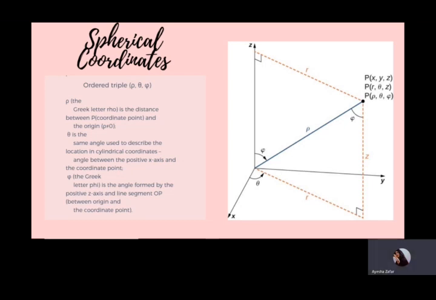You can see the detailed description of the spherical ordered triple in the slide. They are the Greek letters rho, theta, and phi. The diagram clearly illustrates the positions of these angles and the distance rho in a three-dimensional plane. This system is very handy for calculations when we are dealing with spheres of different radii.